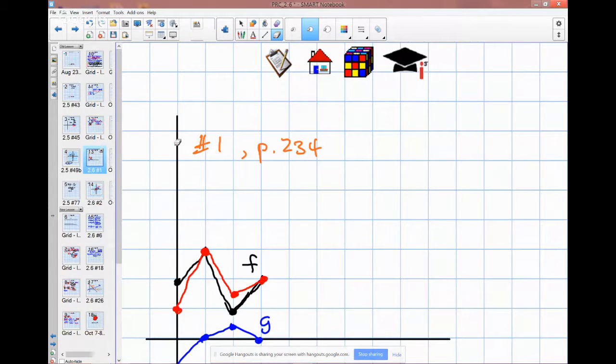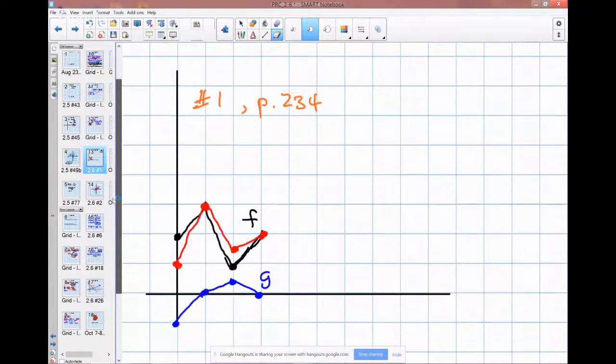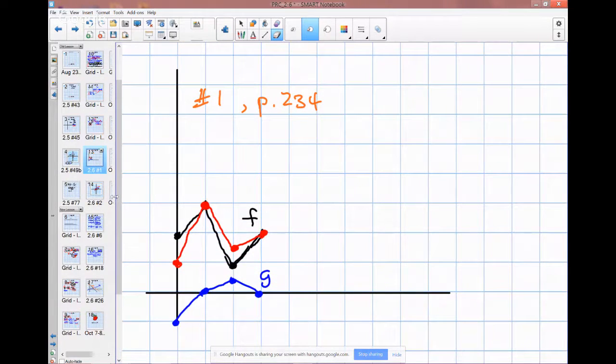Now, we've got a variety of things going on here. If you have your book handy, we are looking at number 1 on page 234. In the book, they've got function f, which is my black one up there, and g, which is my blue one. And then they're saying to you, can you add them up? And that's the red one.